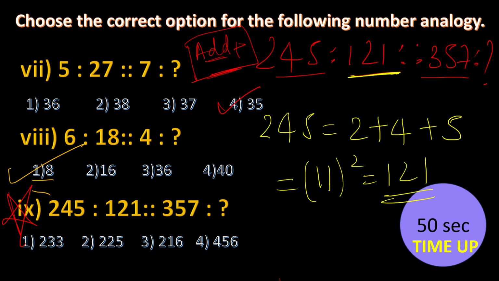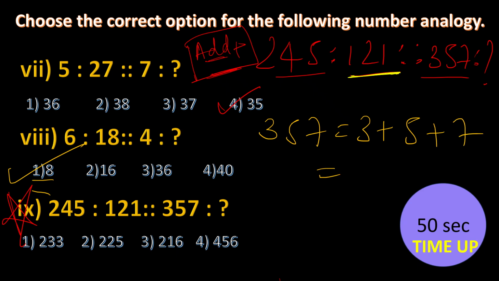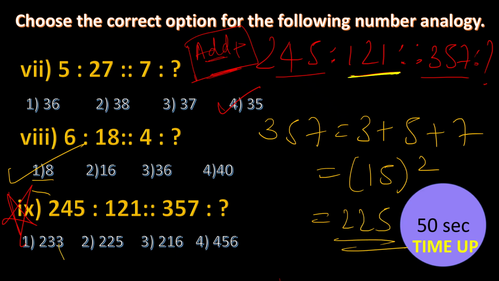Okay. Next one. 357. Same thing you need to do. 3 plus 5 plus 7 will give you how much? 15. And 15 square is what? 225. So the second one is the correct option, 225. So please mark this as an important one.